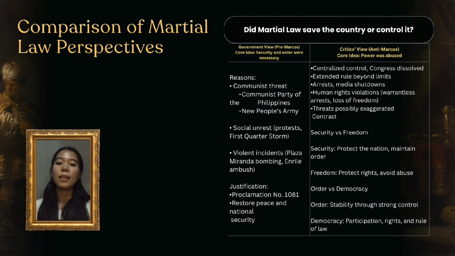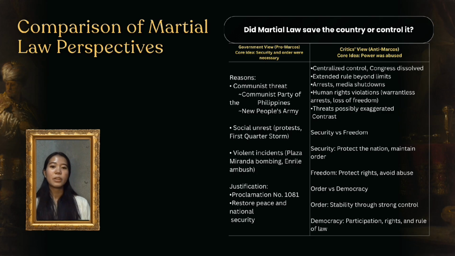On the government side, led by Ferdinand Marcos, martial law was seen as a necessary step to maintain security and order. At that time, the government believed that there was a serious threat from the Communist Party of the Philippines and its armed group, the New People's Army. There were also many protests and demonstrations, especially during the First Quarter Storm, which sometimes turned violent. In addition, incidents like the Plaza Miranda bombing increased fear and tension. Because of these events, the government declared Proclamation Number 1081 to restore peace, stop violence, and protect the nation.